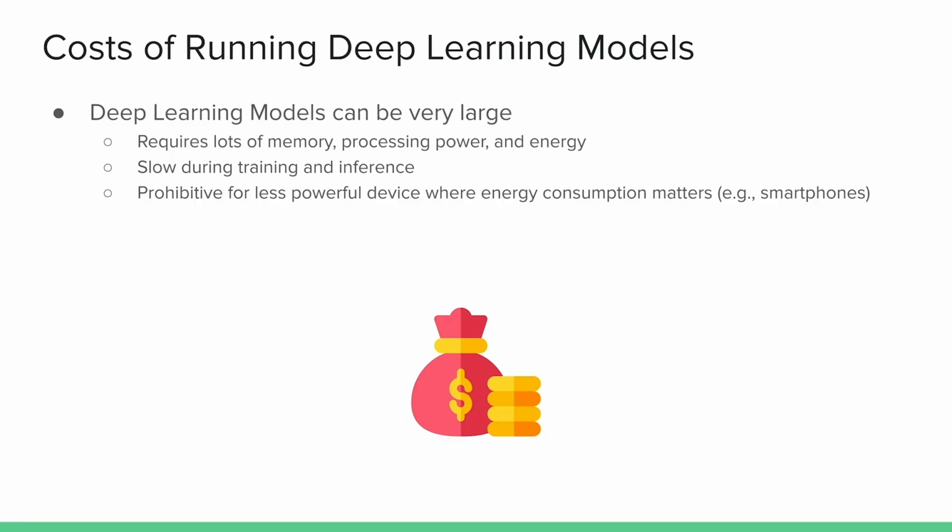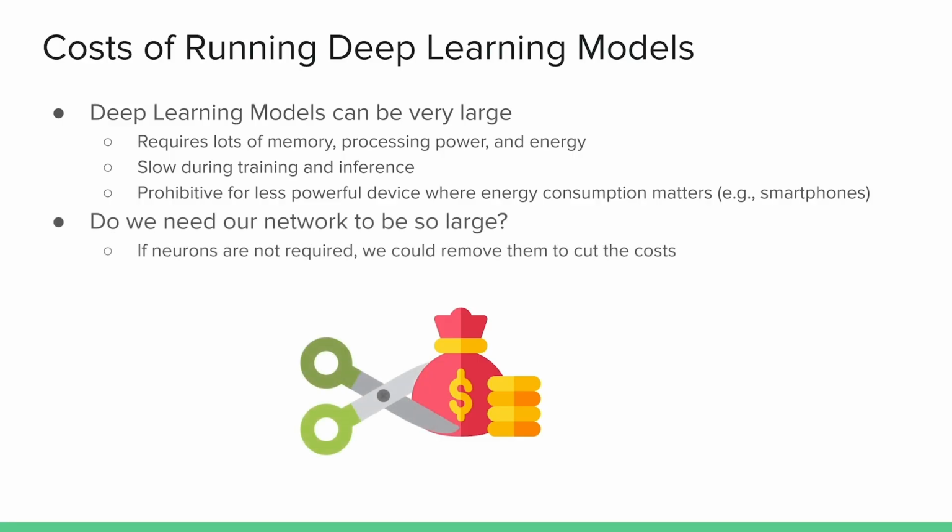So we have these large models that are slow to train and are also slow when running, because the computer has to compute so many steps in our process. If we want to run this on a less powerful device like a smartphone, it becomes prohibitive. The question is, does the network have to be that large? And the answer is, if there are neurons in our network that are not contributing to our output, we can just remove them. And that is what pruning is all about.